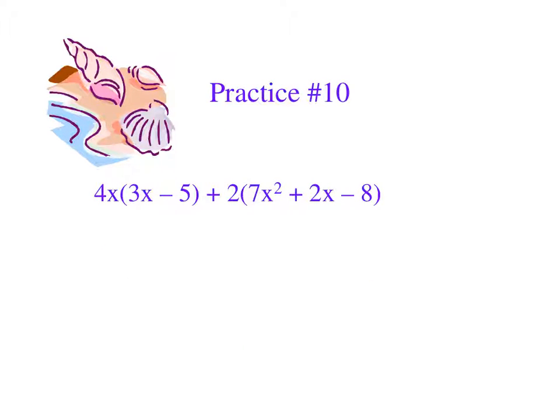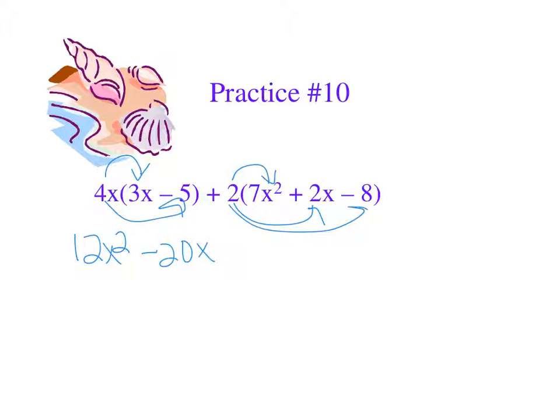Alright, same thing, it's just I've got to distribute twice now. So 4x times 3x is 12x squared. 4x times negative 5 is negative 20x. Then I've got to distribute my 2 to everything in here. So multiply. 2 times 7 is 14, and I have an x squared. 2 times 2 is 4, and I have an x. And 2 times negative 8 is negative 16.